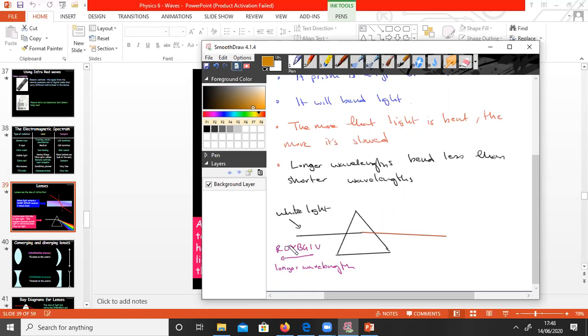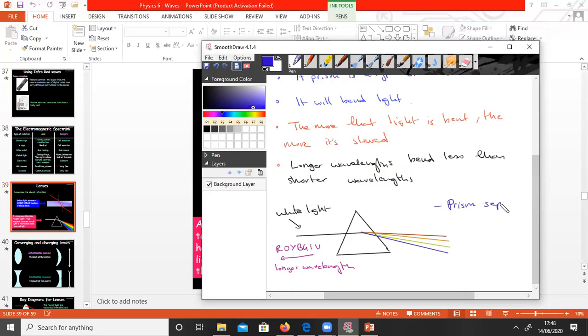So if I have orange, which has a shorter wavelength, it will bend a bit more. So here's orange. Yellow light is even shorter, so if I have yellow, it will bend even more. So here's yellow. Blue light is even shorter, so blue will bend even more. So the prism separates light because it bends them to different amounts.